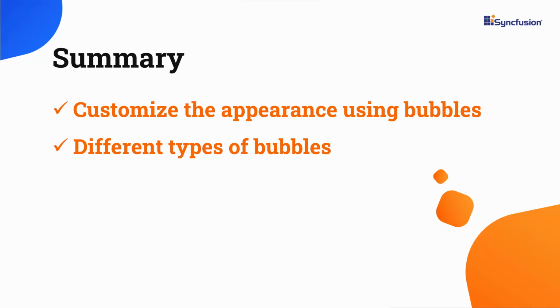In this video, you have seen how to customize the appearance of the heat map chart using bubbles. You have also seen the different types of bubbles: color, size, sector, and color and size.